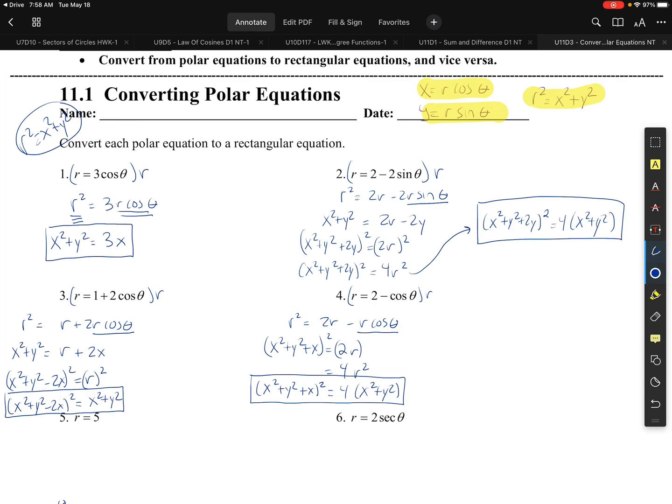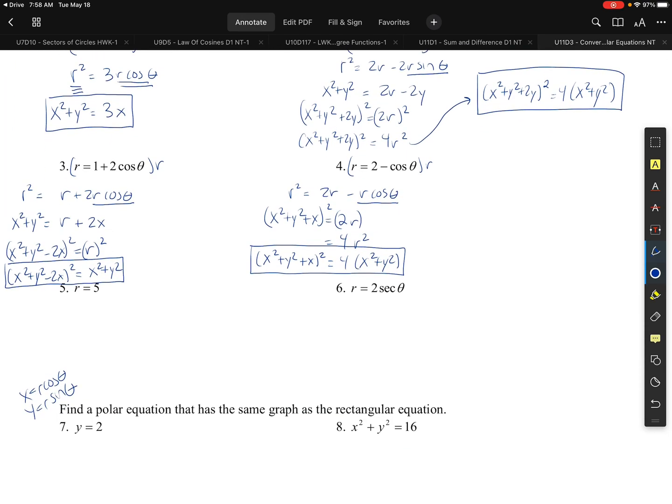Now a little twist. We have a super basic equation: r equals 5. If we raise it to the second power, r squared equals 25, which gives me x squared plus y squared equals 25.